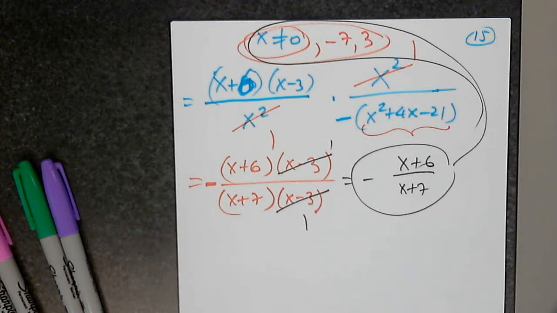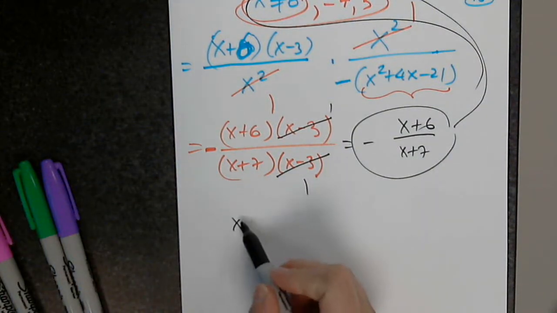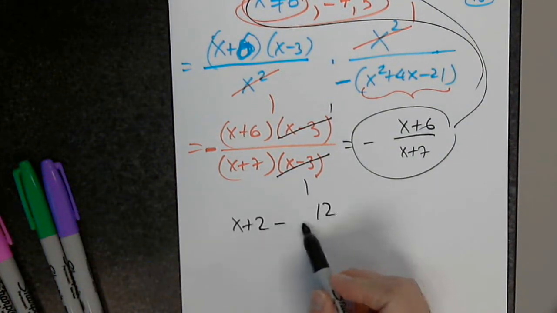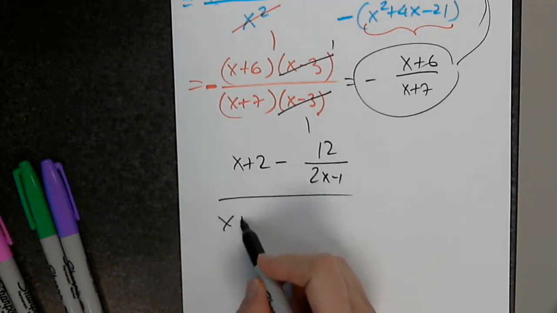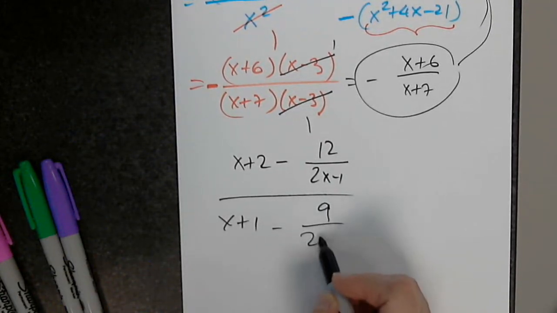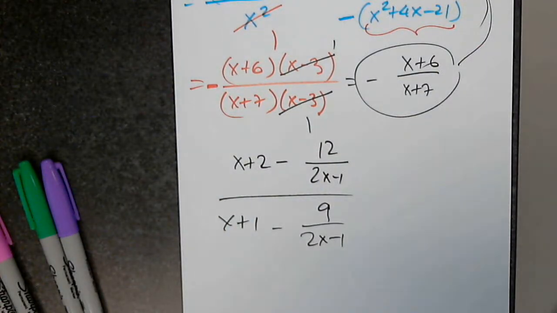Is that okay? Okay, let's work on one more. Let's say x plus 2 is the next one, minus 12 over 2x minus 1, and everything over x plus 1 minus 9 over 2x minus 1. Let's work on this, and this is the end of new material. No more, nothing else, that's it. So let's work on this for 1 minute.